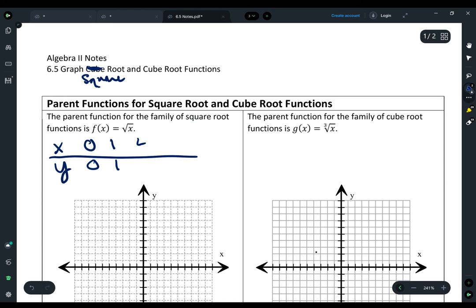So I'm going to put in a 4 for x and a 9. I'm just going to skip all the other numbers. 9 is the biggest one I can fit on this 10 by 10 x and y grid here. So square root of 4 is a 2, square root of 9 is a 3. And now I want to go ahead and graph. So I have a point at 0, 0, at 1, 1, 4, 2, and 9, 3.